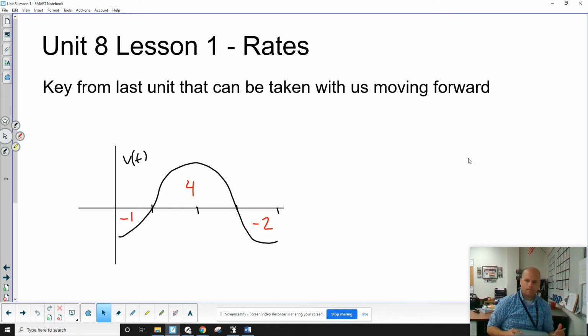Unit 8 is all about. Food is here in the upstairs main teacher's lounge.